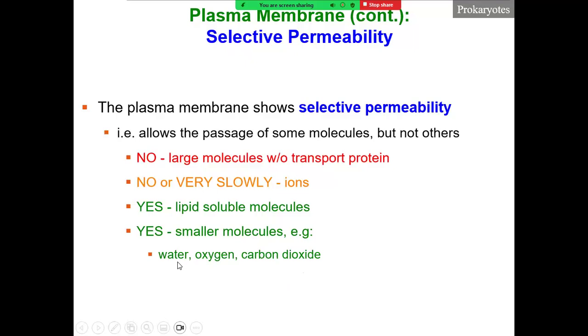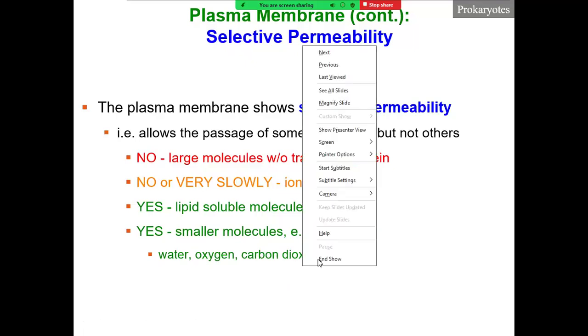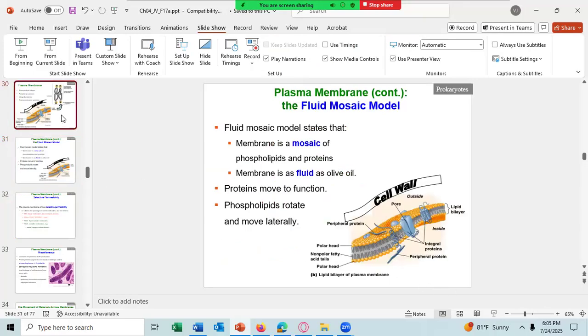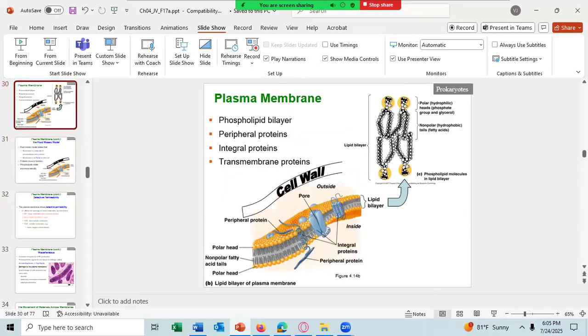Water is another molecule which I mentioned is small enough that it can move through the cell membrane, but it has to do it in a special way. And I kind of said it right here. So there I did it. I don't remember where I did it.